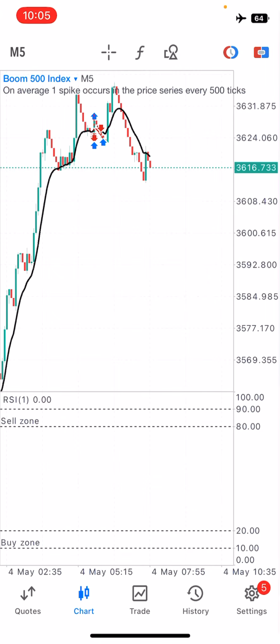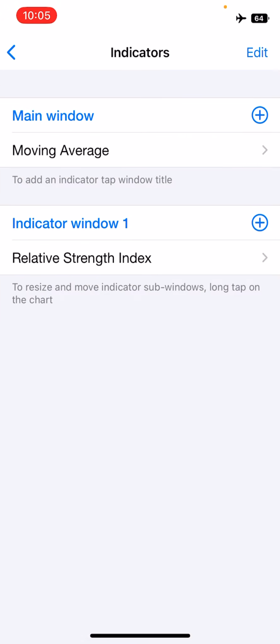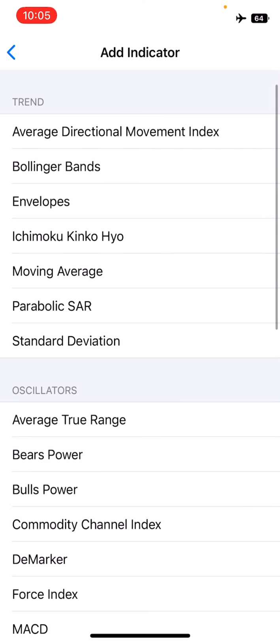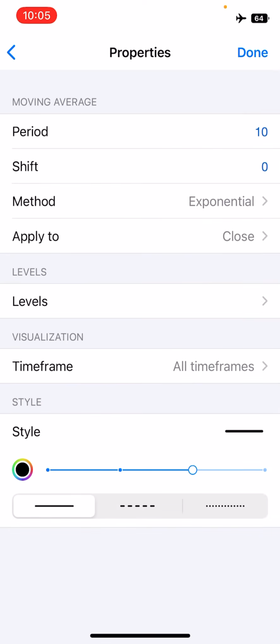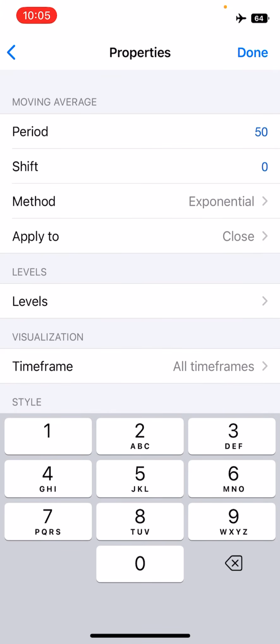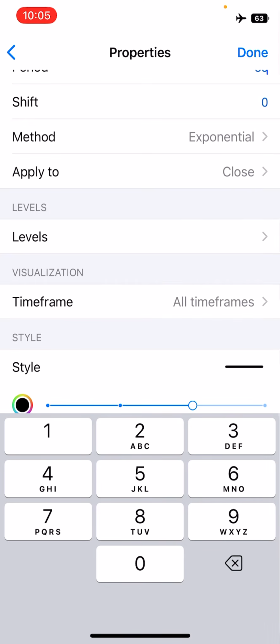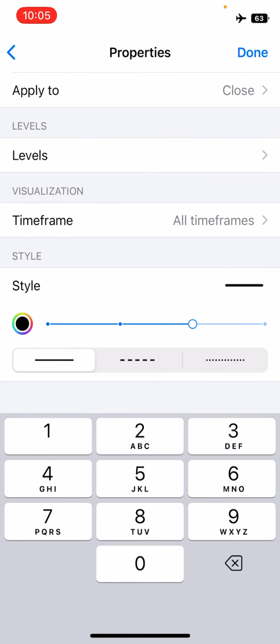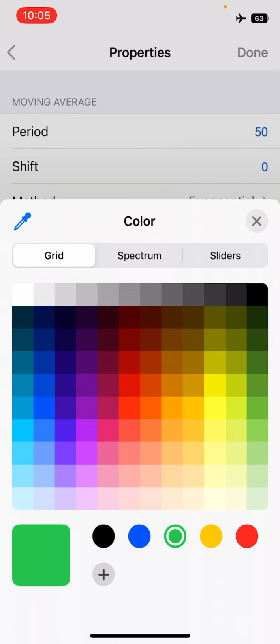Going back to our indicators, we need to add another indicator. This time we're going to add indicators to our indicator window 1, which is right here. And we're going to add the moving average. And this time, this moving average is going to have a period of 50. We're going to have a shift of 0, a method of exponential, apply to close. Levels, doesn't matter. Apply on all time frames. Yes, of course. I'll change this one to green.